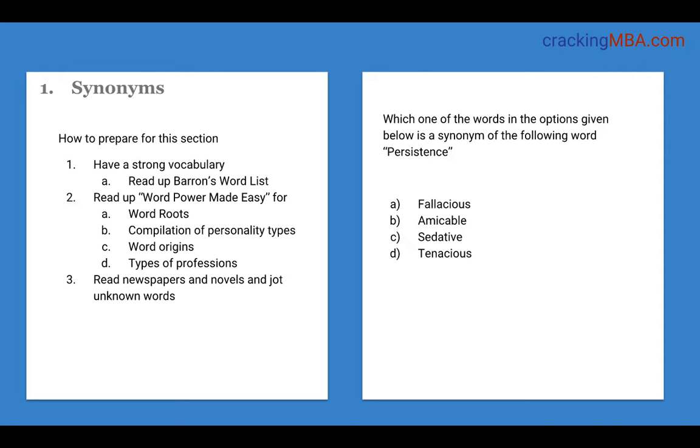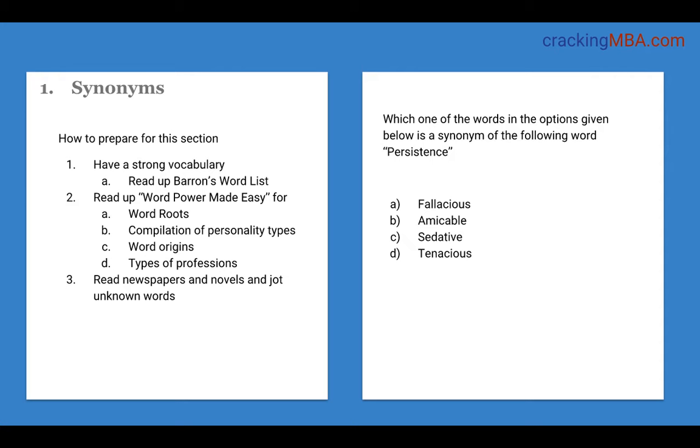Next is reading the book called Word Power Made Easy by Norman Lewis. We will look at that in subsequent slides. Here we can find a wealth of information related to word roots, the compilation of personality types, word origins, the types of professions, and many more.